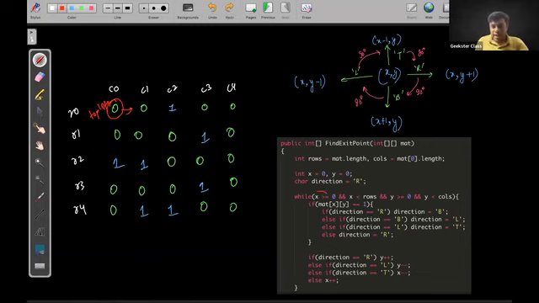So we are saying, okay, are we within the matrix? Is x more than equal to 0? Yes. Less than equal to rows? Yes, less than 5. Is y more than equal to 0? Yes. Less than 4? Yes. So it is within the matrix. Is the cell 1? No, the cell is not 1. It is 0. So this if condition will not work.